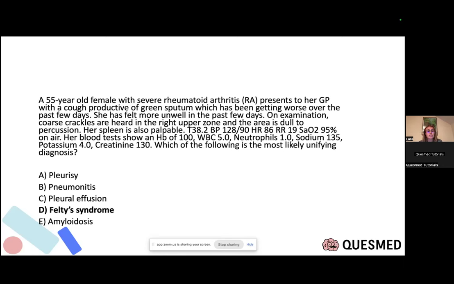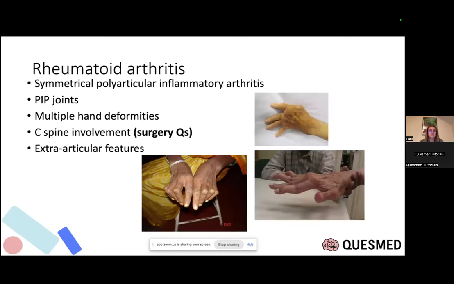This anemia of chronic disease is really important to pick up, because I think some people forget that rheumatoid arthritis is an inflammatory condition. You have lots of constitutional symptoms. People commonly come in extremely fatigued. They can sometimes have low-grade pyrexias. And part and parcel of that is that you can have an anemia of chronic disease, and these people can be quite poorly with it. So yes, this is Felty syndrome.